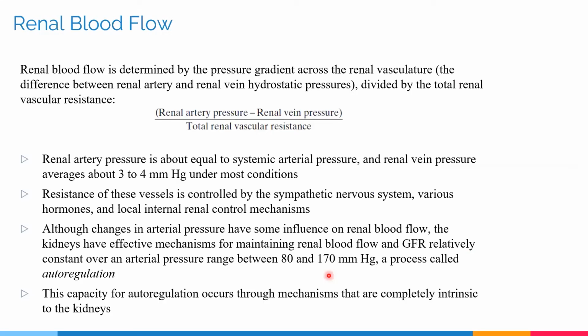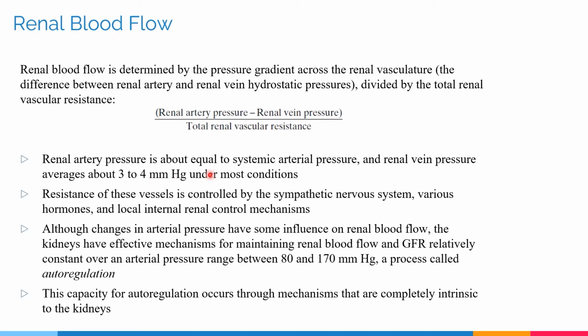Now we will look into renal blood flow in close detail. Renal blood flow is determined by the pressure gradient across the renal vasculature, which is the difference between renal artery and renal vein hydrostatic pressure, divided by the total renal vascular resistance. That is renal artery pressure minus renal vein pressure, divided by the total renal vascular resistance. We've already encountered this formula, which is known as Ohm's law, in the circulation videos, in which blood flow was determined as delta P by R, or pressure divided by resistance to the flow of blood.